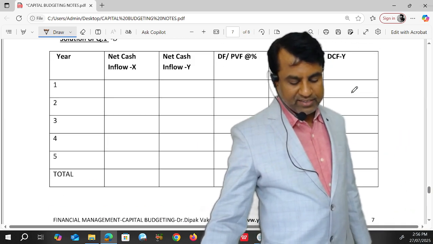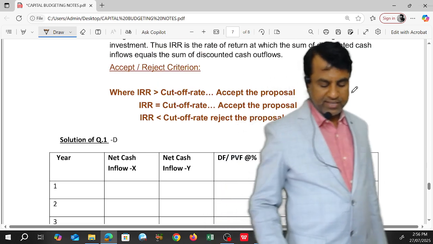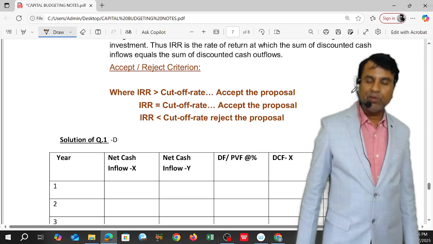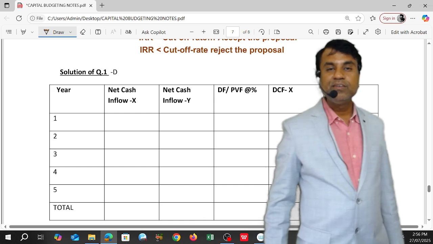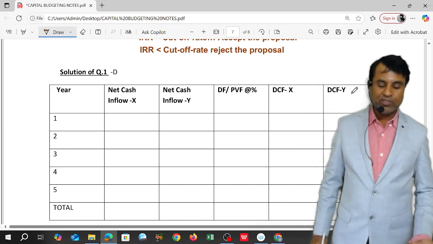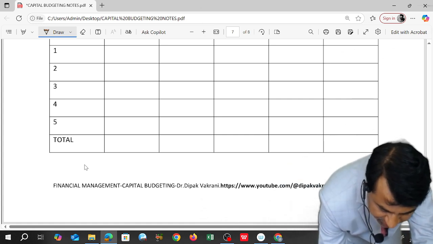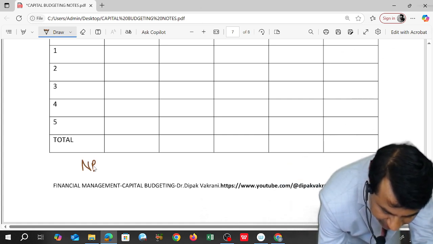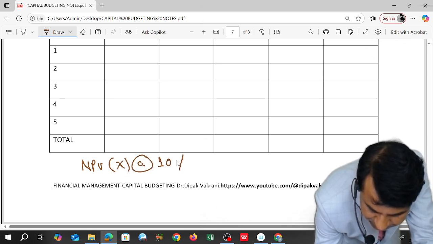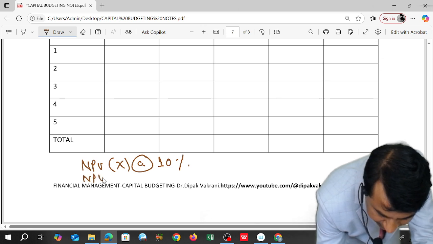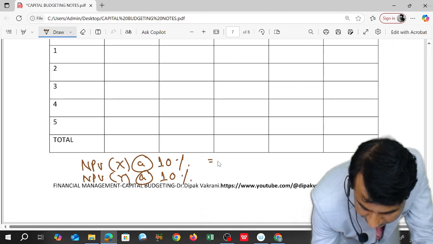We are utilizing the same question, and now we are doing it for whatever percent we want. I think let's go for 20%. That will be easy, because I believe by 15 also it may come positive again, but we want negative. At 10% we already got positive. So let me first write it down: NPV of X at 10% and NPV of Y at 10%, because we already calculated them. So that is one task finished.